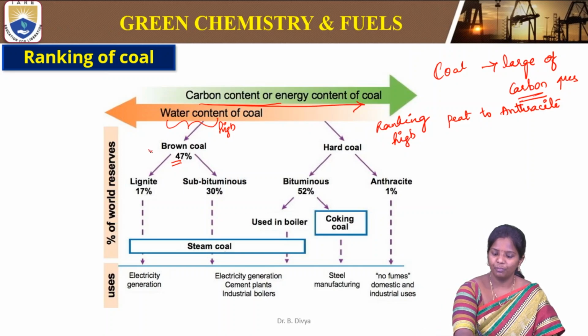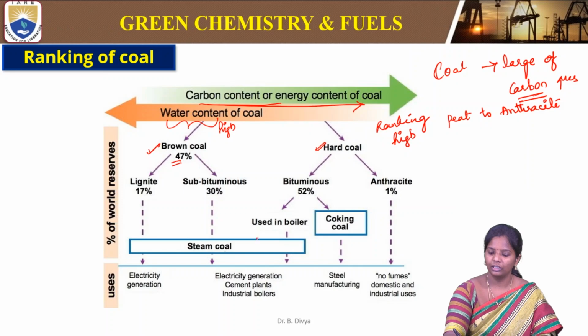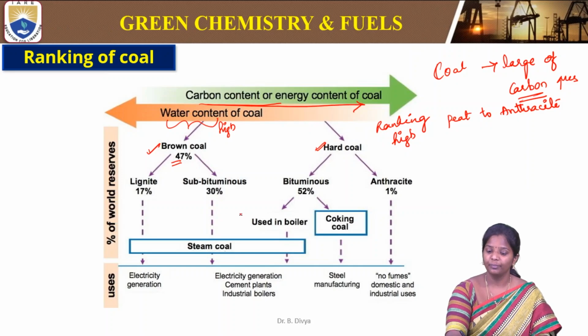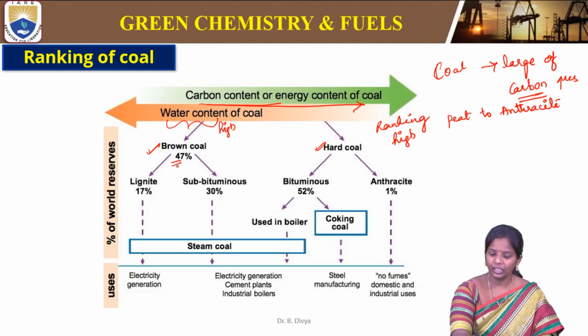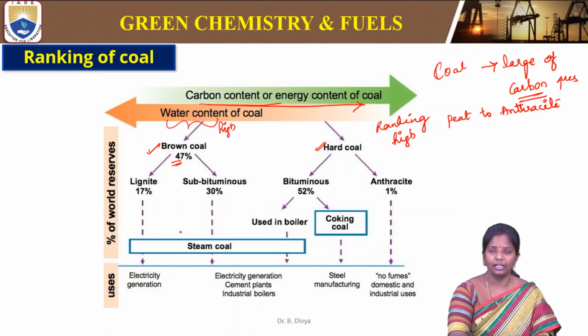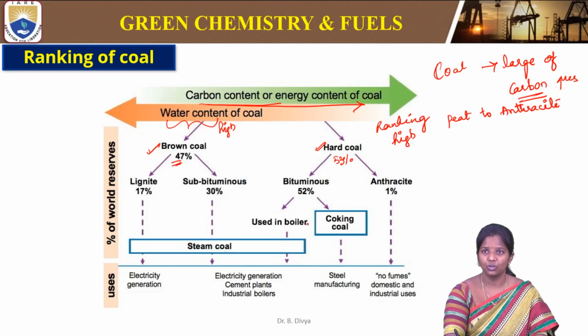An example is brown coal and hard coal. Brown coal has high water content, therefore a low ranking is given, whereas hard coal is high ranking coal because it has the highest percentage of carbon. Of all the coal present, 47% is brown coal and 53% is hard coal. In hard coal also there are two types: bituminous and anthracite come under hard coal.